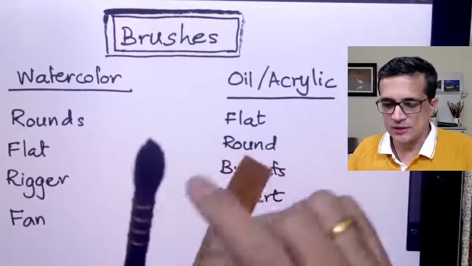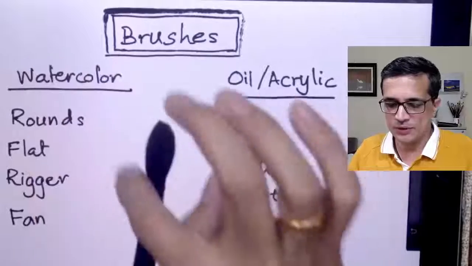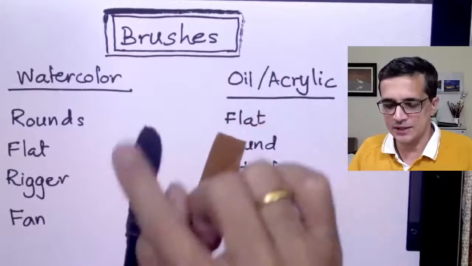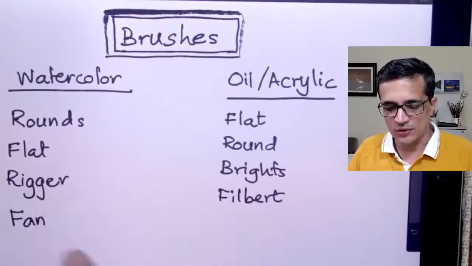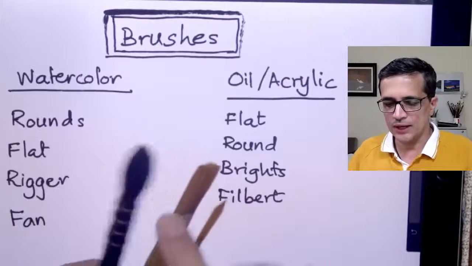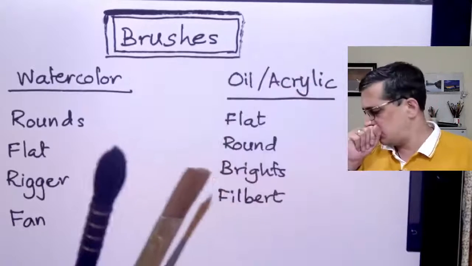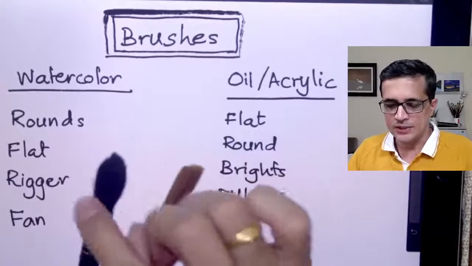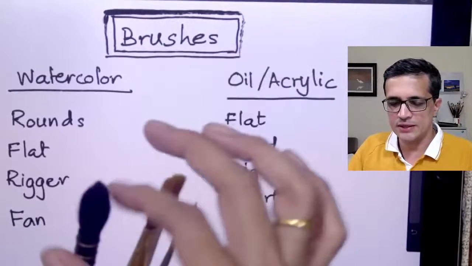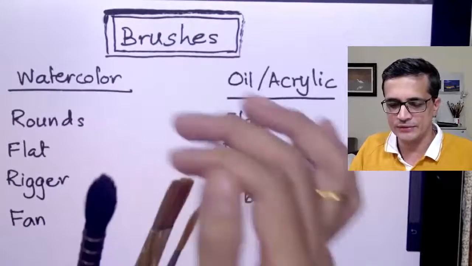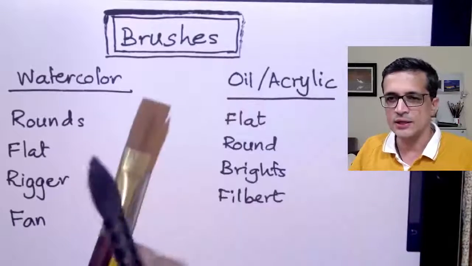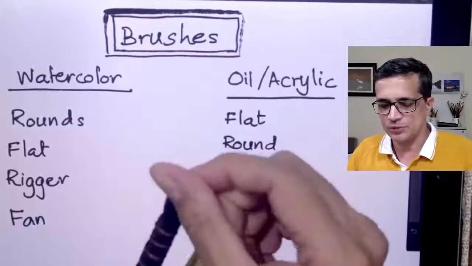Depending on the shape of the bristles, they are described either as round or flat or rigger. Note that this brush has a round shape and it creates a point. When you dip it in water or color, it creates a fine point with which you paint.